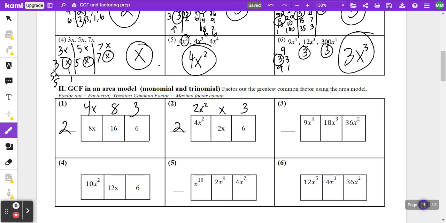Again, 9x squared. The biggest number that will go into all of these is 9, and the biggest exponent is x squared, so 9x squared. 9x squared times x squared is 9x to the 4th. 2 times 9 is 18. x times x squared is x cubed. 4 times 9 is 36. And I don't need an x squared on that one.